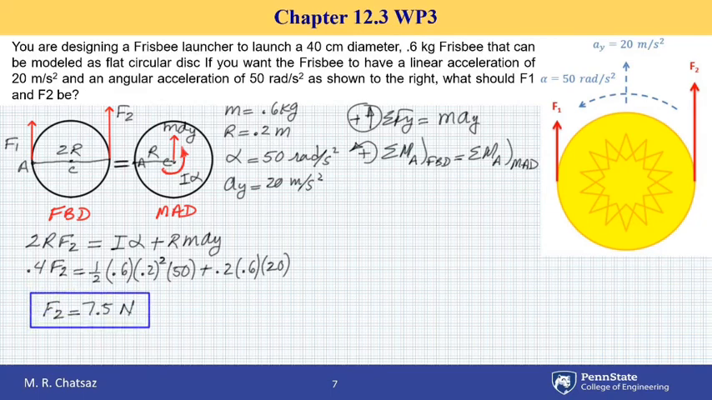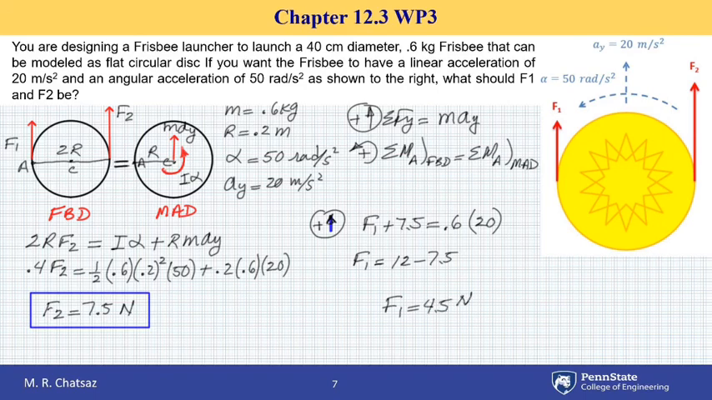So that's one of the two unknowns. Then if I go with the force equation in y direction, I have the following. I have F1 plus F2, which now is known as 7.5, equals m, 0.6, times AY, which is 20. So this gives us F1 equal to 12 minus 7.5, or F1 equal to 4.5 newtons.